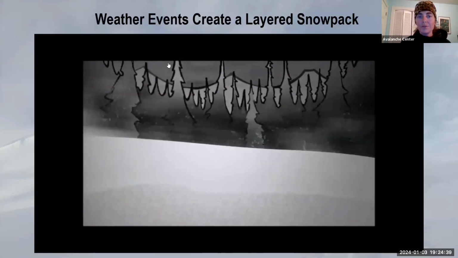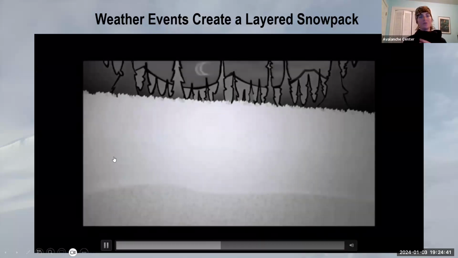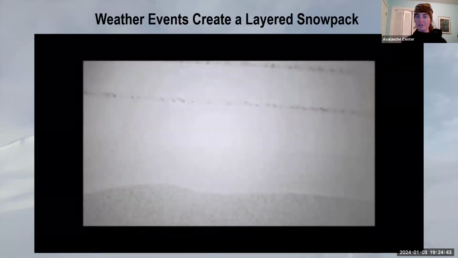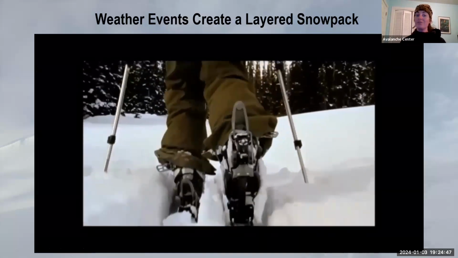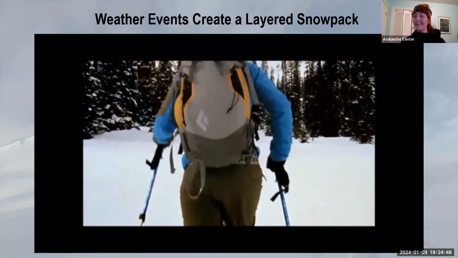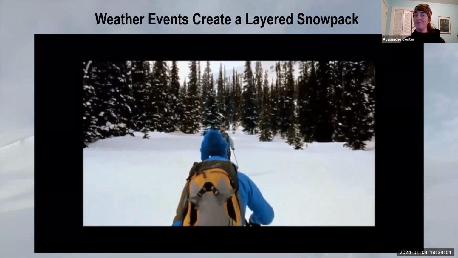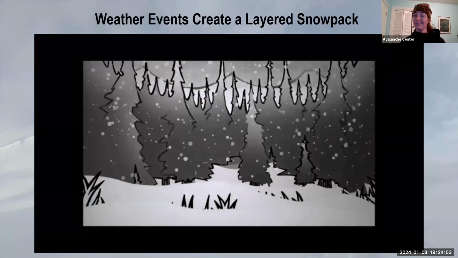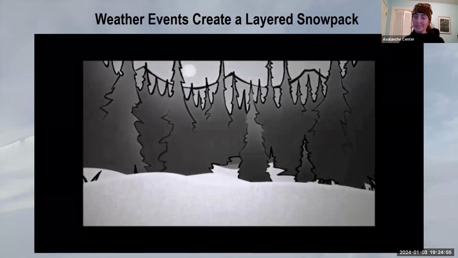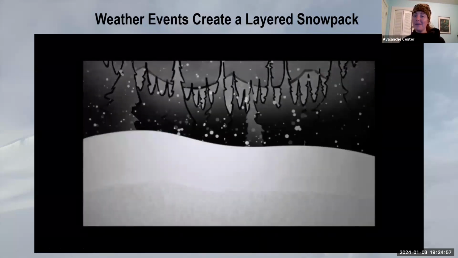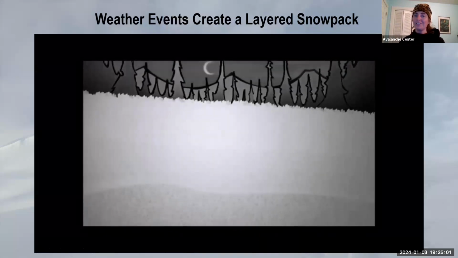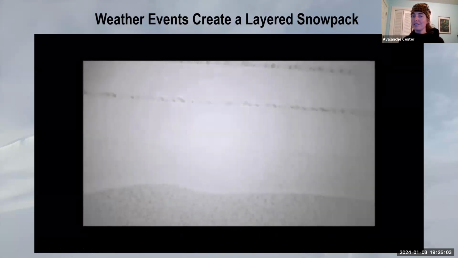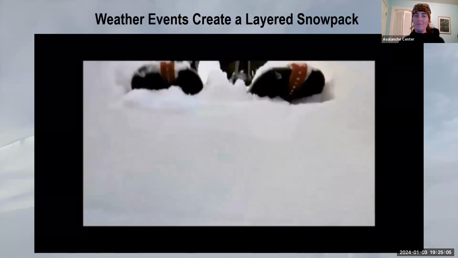We have different weather events that cause layers within the snowpack throughout the year. And right now our snowpack is surprisingly not that layered. In Southwest Montana, we have had very little snow this year. You might find a couple of little ice layers buried in there, but our snowpack is just rotten, weak, sugary snow right now.